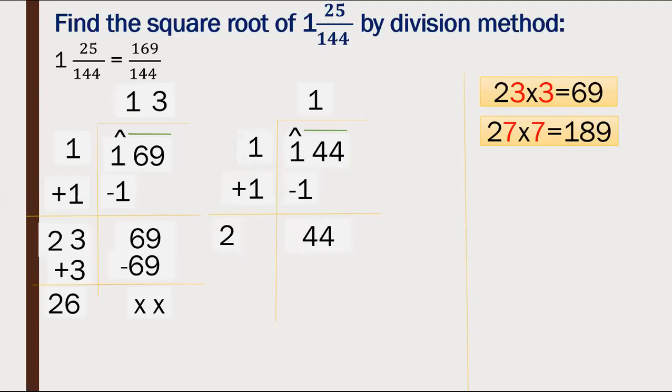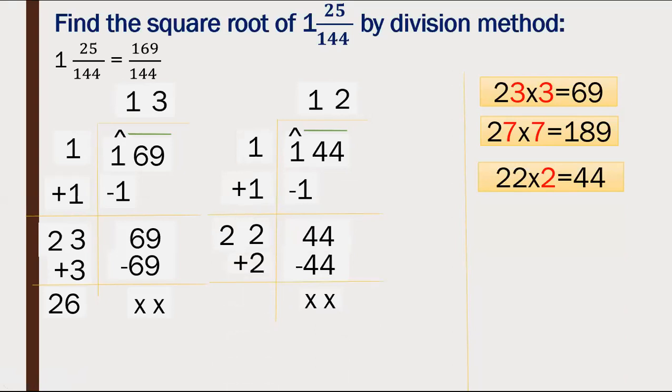Now we want a number here which when multiplied by such a number gives 44. So 22 into 2s are 44. So we get 22 into 2s are 44. Right? 44, 44 will be cancelled. And here on the left hand side, 2 plus 2 is 4. And 2 will be copied as it is.